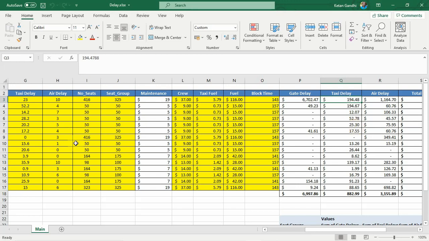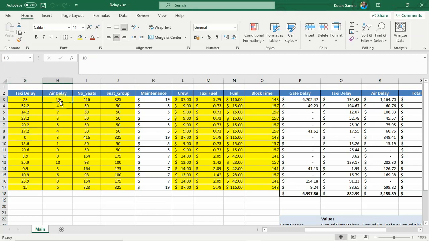And let's have a look at the taxi delay. It is 23 minutes, 52 minutes for the other aircrafts we are looking at. Other aircrafts which are from 28, 20, and so and so forth. So this was the taxi delay part of the calculation.